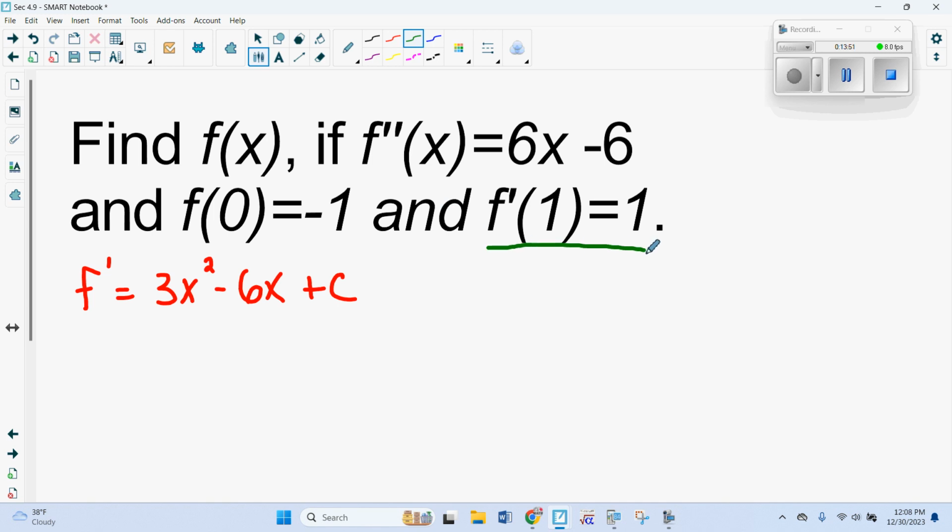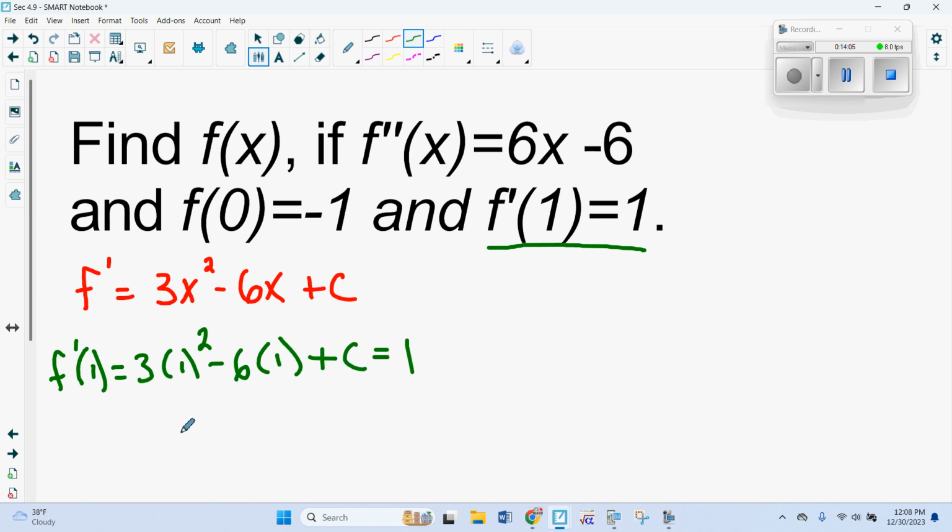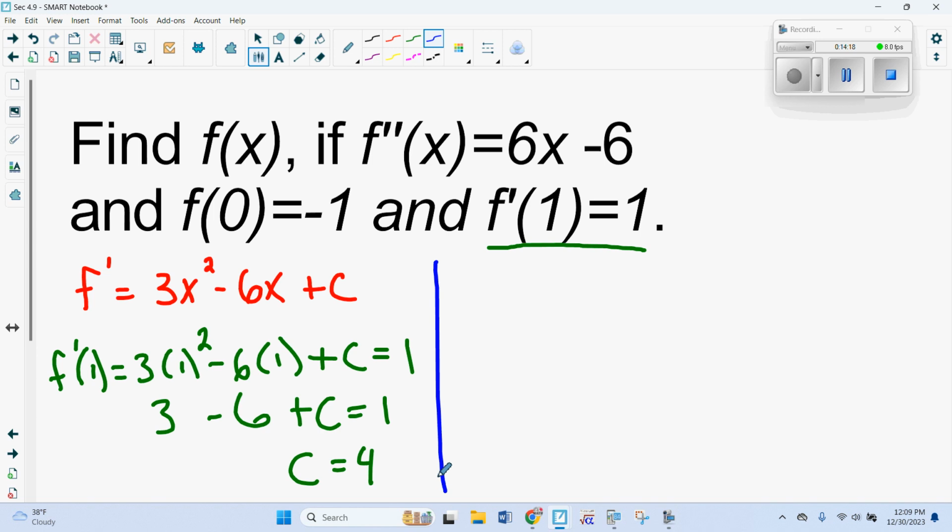And then I want to use what I know about the first derivative, f prime of 1 equals 1, so I can substitute that in to find my c. And if I do that, I get 3 minus 6 plus c is 1, so I get c is 4. So that is my first derivative. I know this c value is actually 4.